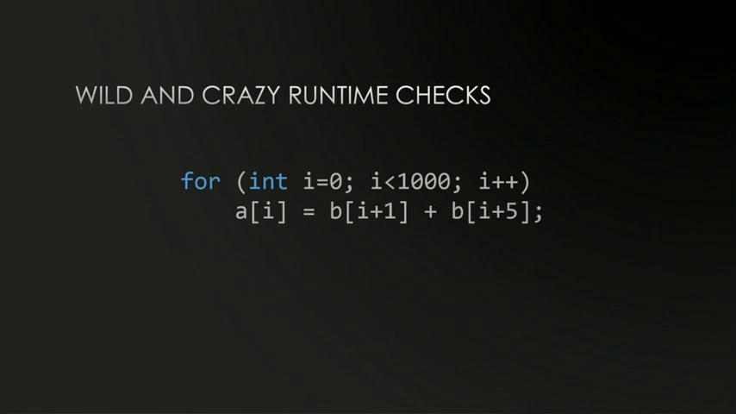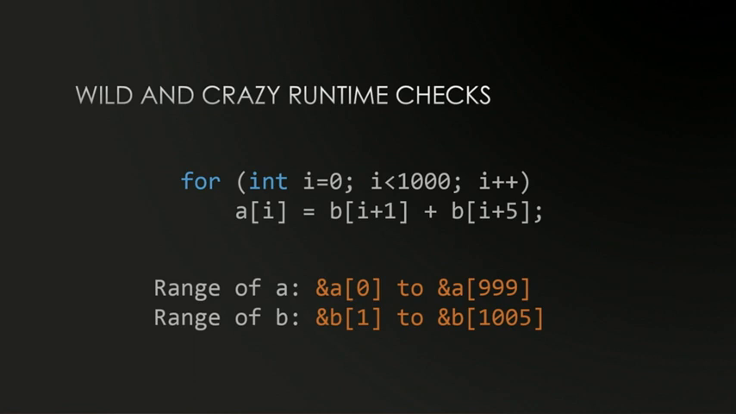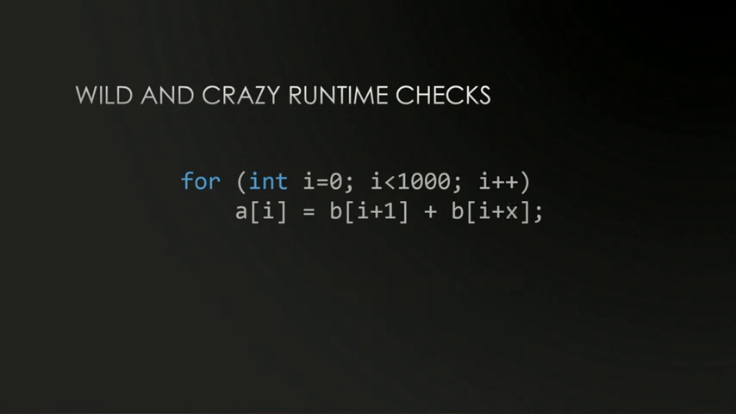What's the range here? Right, the range of A is pretty easy. It still goes from 0 to 999. But what does B go to? Right, with the first element, the lowest access of B is right when I is 0. That's B sub 1, and the highest is when I is 1000 and the thing that we're accessing is 1000 plus 5. Which is actually wrong. That should be 1004. The maximum value of I is 999. Yeah, I put the question mark.